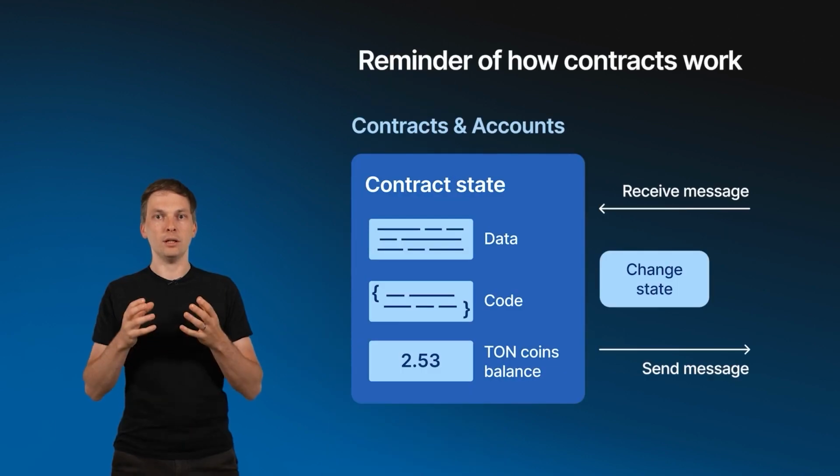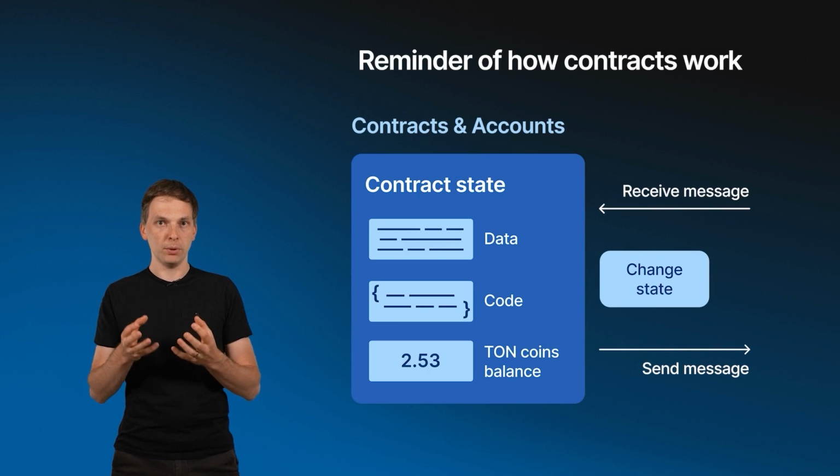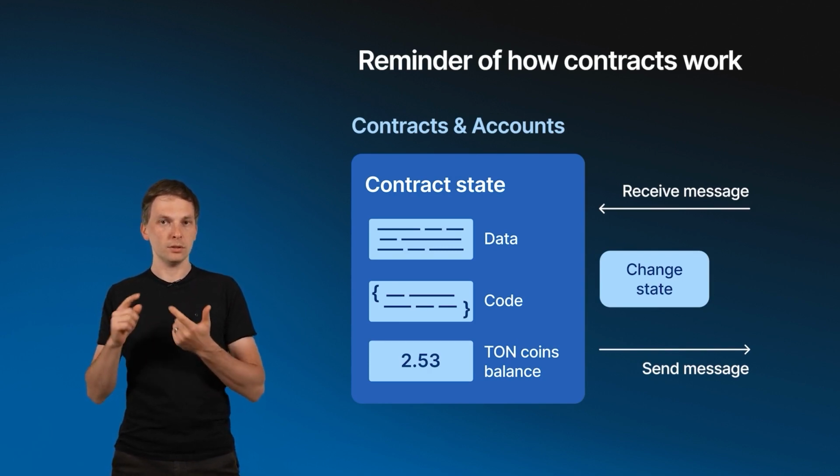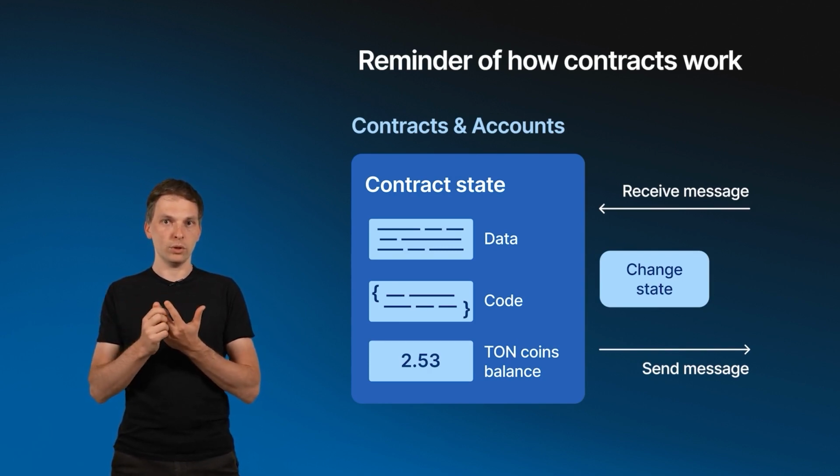This is lesson 4, the deep dive into accounts and contracts. As we touched on in the previous lessons, account and contract at the low level in TON are interchangeable terms. What we call smart contracts are actually accounts, and what they are built of is very simple components. It's the data, code, and the TON coin balance.